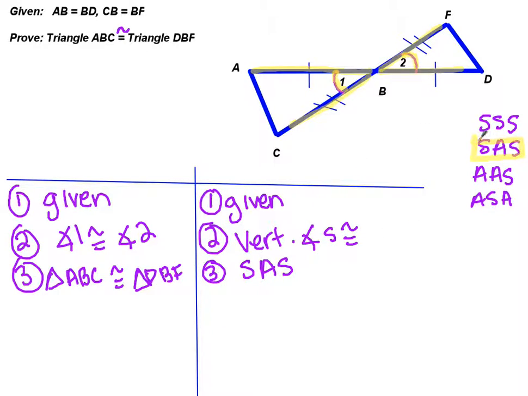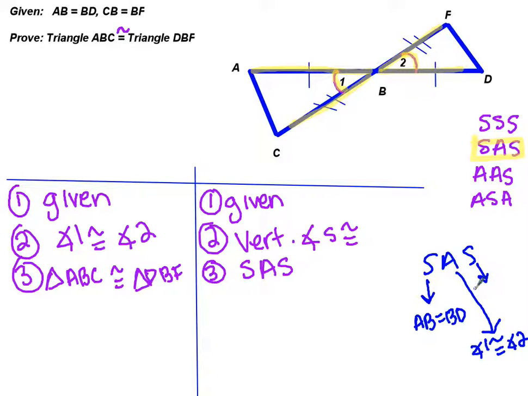Now again, the nice thing about these triangle proofs is that it's like a checklist. So if I know I'm going to use SAS, let's see, did I prove that a pair of sides are congruent? Yes, I did, because I proved that AB is equal to BD. That was given to me. Did I prove the angles were congruent? Well, yes. The angles between the sides were angle 1 and angle 2. And did I prove another pair of sides congruent? Yes, I did. CB equals BF. That was given to me. So I did side, angle, side.